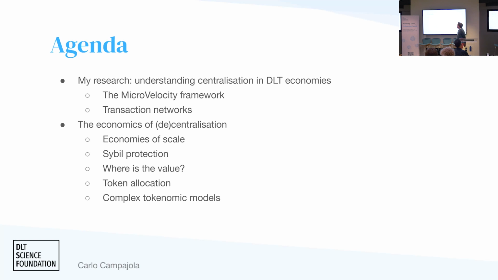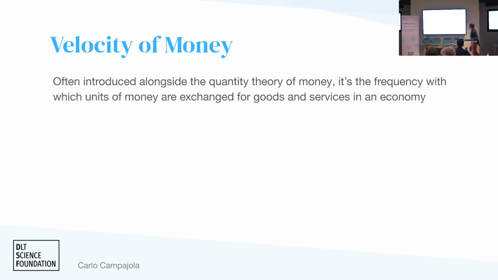Right, so let's start talking about microvelocity, and in particular talking about velocity of money. So velocity of money is a macroeconomic concept. It's 100 years old, even more. It's often introduced alongside the quantity theory of money. And it's the frequency with which units of money are exchanged for goods and services in a given economy in a given period of time.